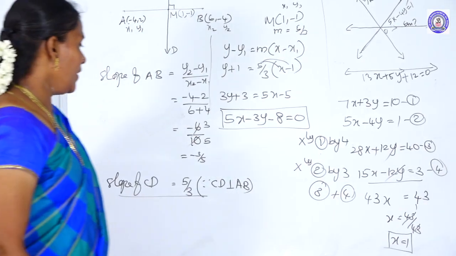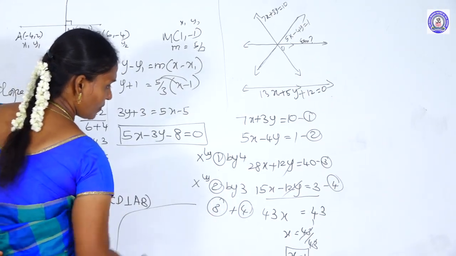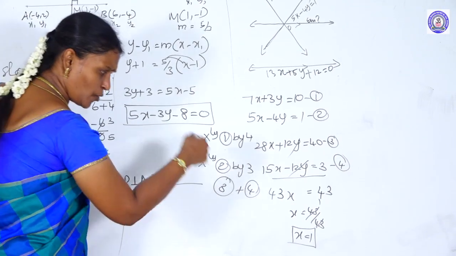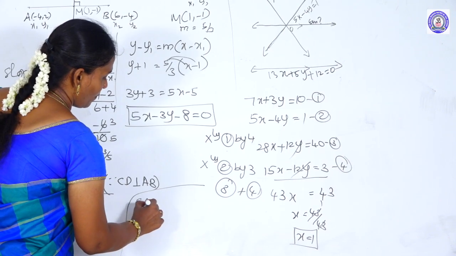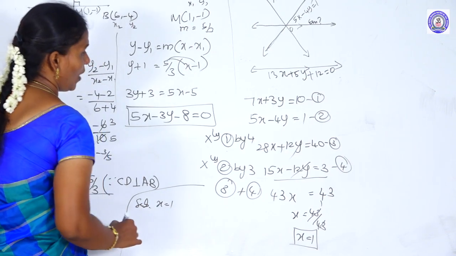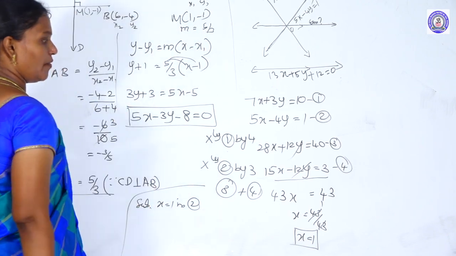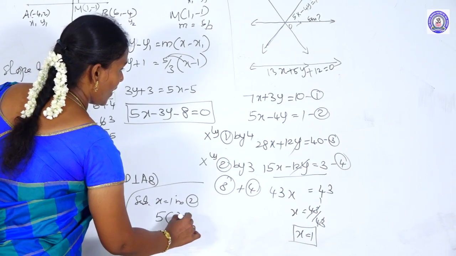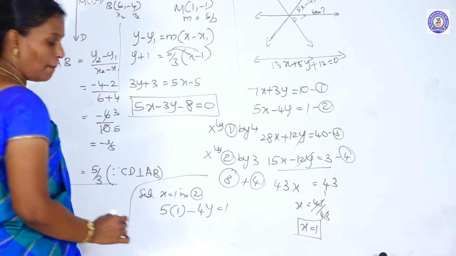Okay, now we get x is equal to 1. Then, how do you find out the y? You substitute into any one of the equations. Substitute x is equal to 1 in equation 2. So, 5 of 1 minus 4y is equal to 1.